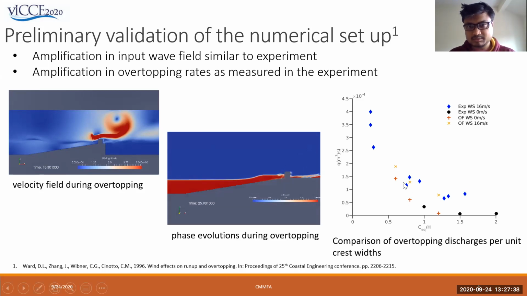On the plot on the rightmost side, we look at the overtopping rates under different incident wave conditions and under two different wind speeds. From this plot, you can clearly see our calculations match very well with those measured by the physical model tests by Ward et al. And secondly, the wind effects are higher at smaller incident wave heights.